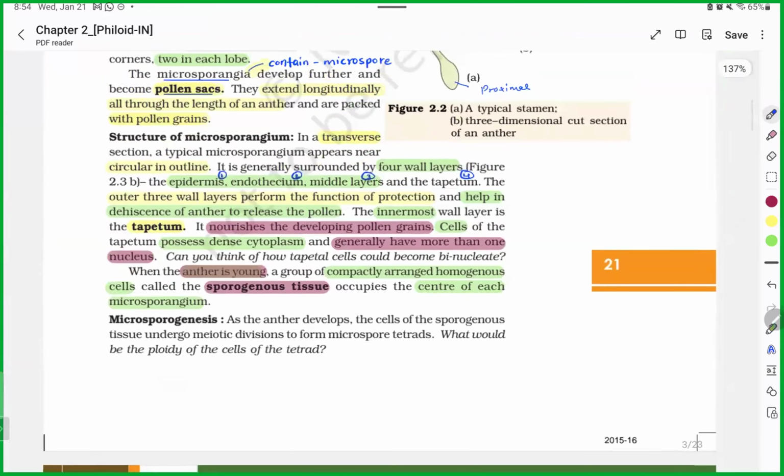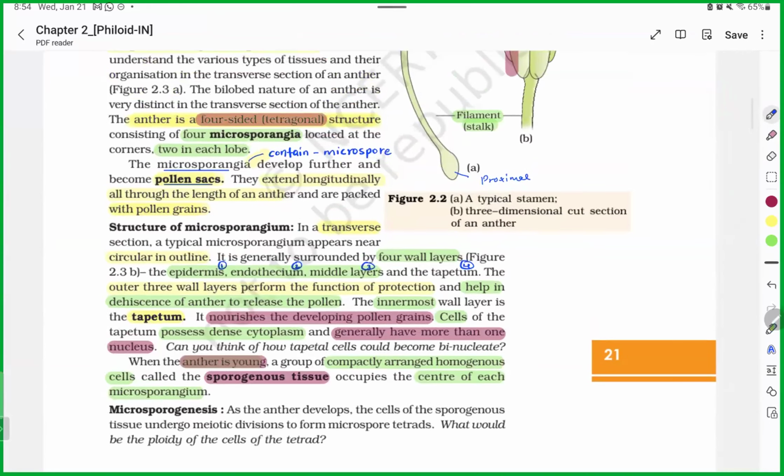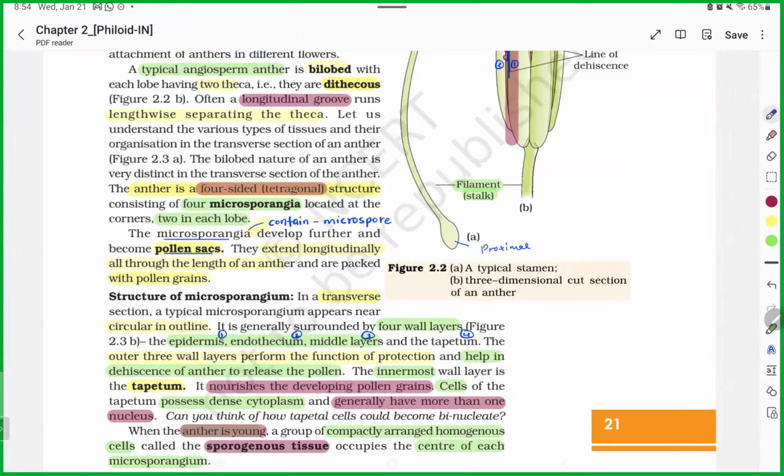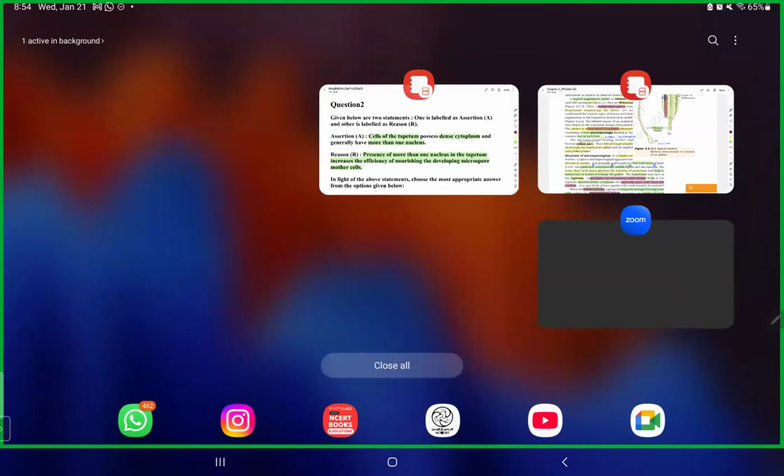So, sporogenous tissue. Any doubt, guys, from this? No, sir. If you don't have any doubt, now we can proceed with this question.